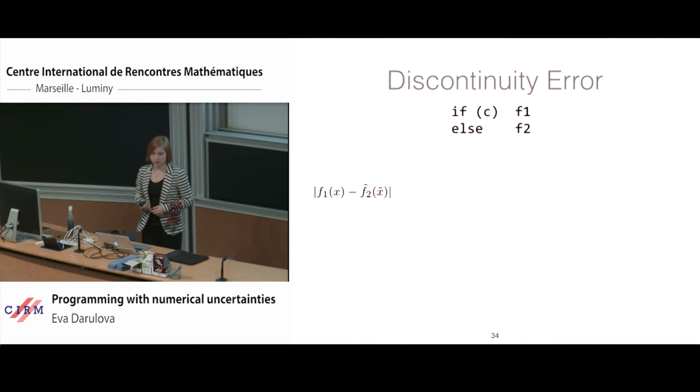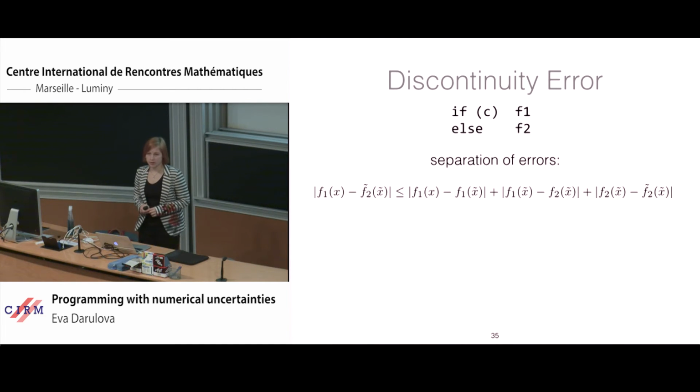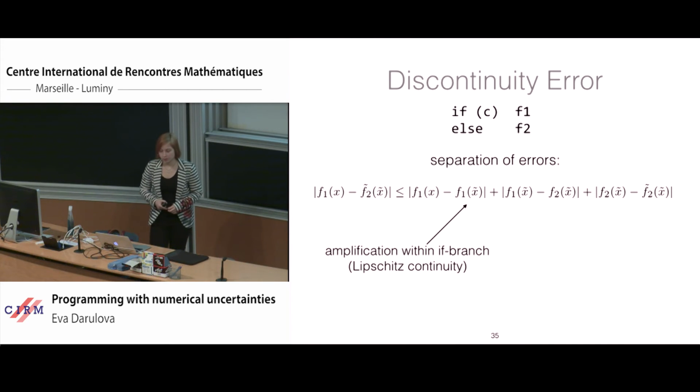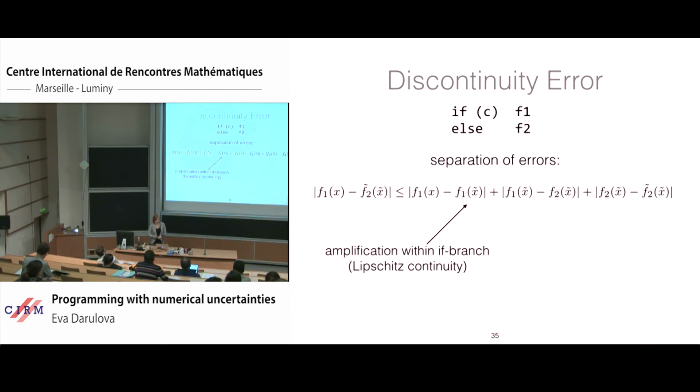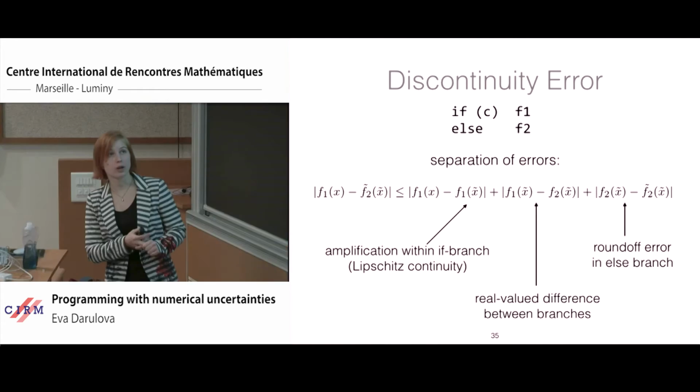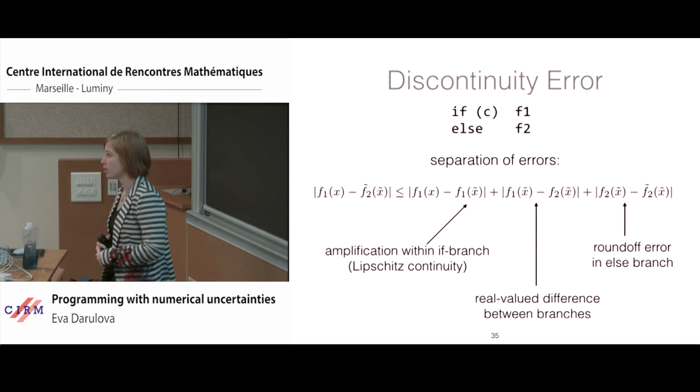So let's look at the very simple case where the real-valued computation will take branch f1 and the finite-precision one the branch f2. So that's also what the expression says there. So we're again subdividing this error into this time 3 parts. The first one is essentially the amplification of the error in the if branch. Second one is the real value difference between the 2 branches, and then the third one is just the round-off error of the else branch.